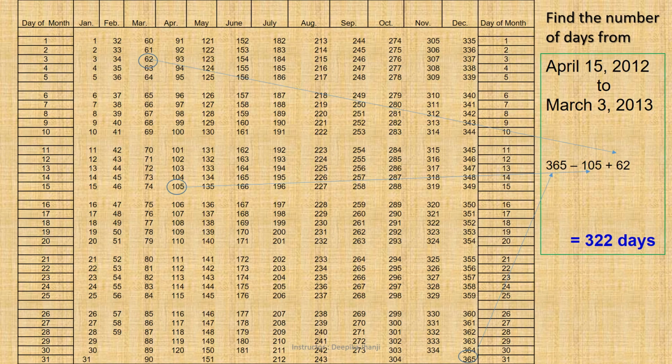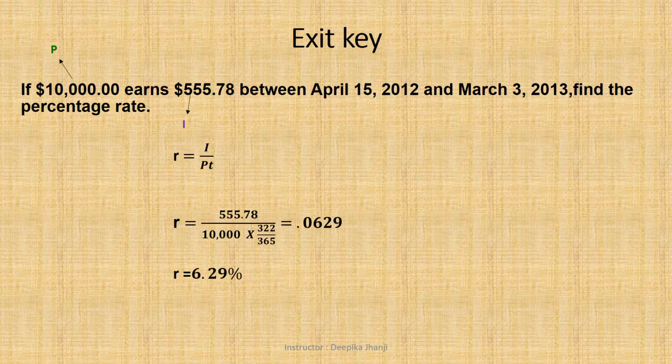Okay, welcome back everyone. I hope you all got the correct answer. Here is the calculation for calculating the days between these two dates. So we have 322 days. We'll convert days to years, right? So using the formula, by dividing by 365, we get R is equal to 0.0629. Because R should always be in percentage, so we multiply this by 100 to convert it into percentage. And this is 6.29%. Thank you everyone.